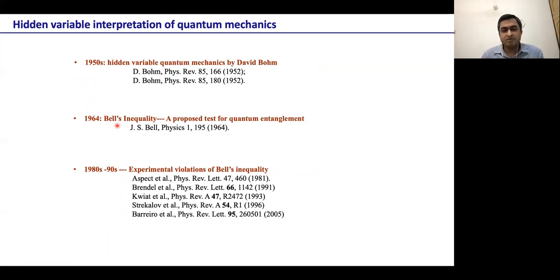Then in 1964, Bell proposed an inequality, and if you could violate it, then quantum mechanics would be correct. If you cannot, then hidden variable would be an alternative theory. But starting in the 1980s, several experiments showed violations of Bell inequality, and people are still working on those experiments. Now it's established that yes, quantum theory is okay. Whether quantum theory is fully correct, we still don't have a consensus, but hidden variable theories are not an alternative to quantum mechanics. That is pretty much well established.